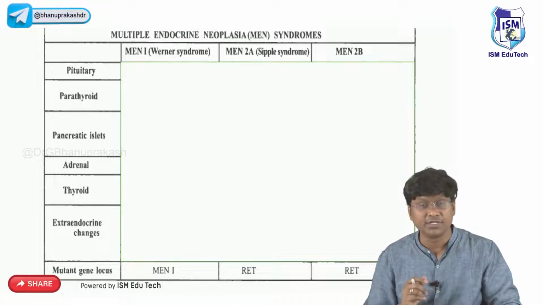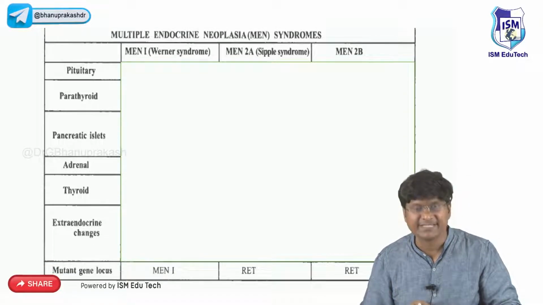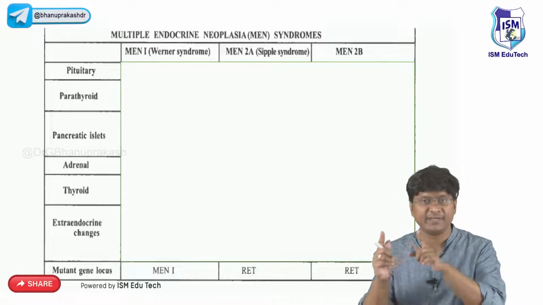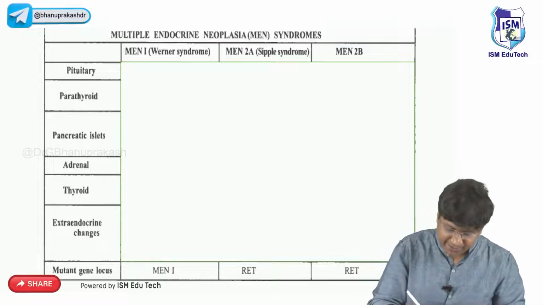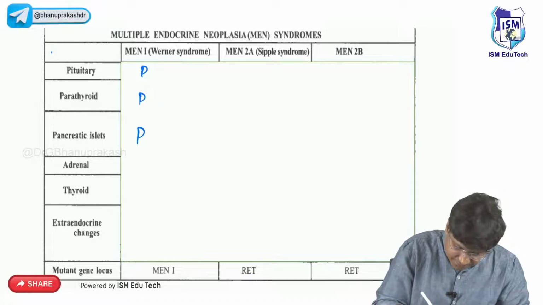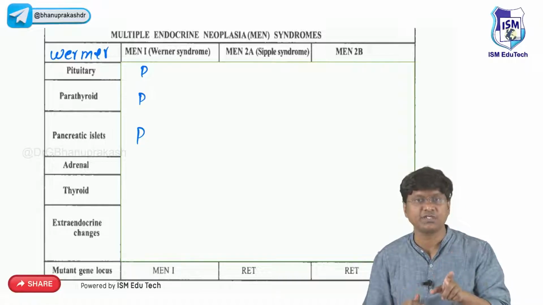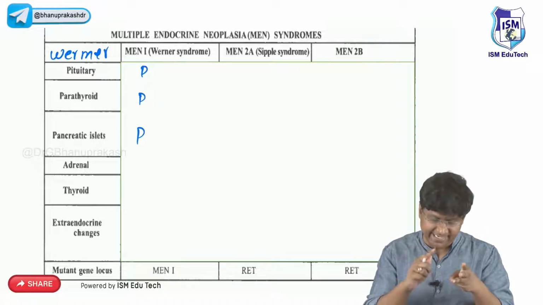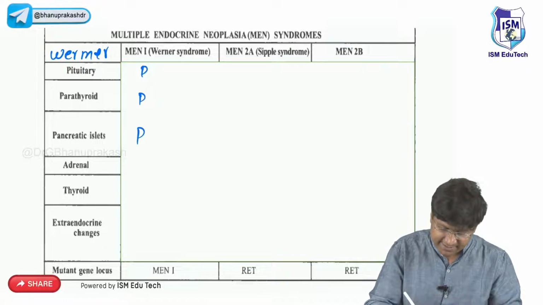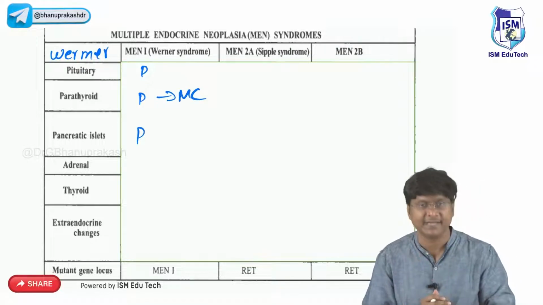Next thing is about the MEN syndromes, that is multiple endocrine neoplasia. We have four types: MEN 1, MEN 2, MEN 3 as well as MEN 4. In MEN 1, you need to remember 3 P's, right? It is Wermer syndrome. What are the 3 P's? Pituitary, parathyroid, and pancreatic. Out of this, which is the most common P? The most common P will be the parathyroid tumor.